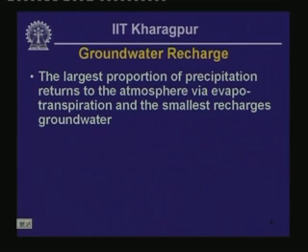So first of all, what we have to consider is groundwater depletion. What are the causes of groundwater depletion? Why does groundwater depletion take place? Now, by far the largest proportion of precipitation returns to the atmosphere via evapotranspiration, and the smallest proportion of precipitation enters the aquifer as groundwater recharge.